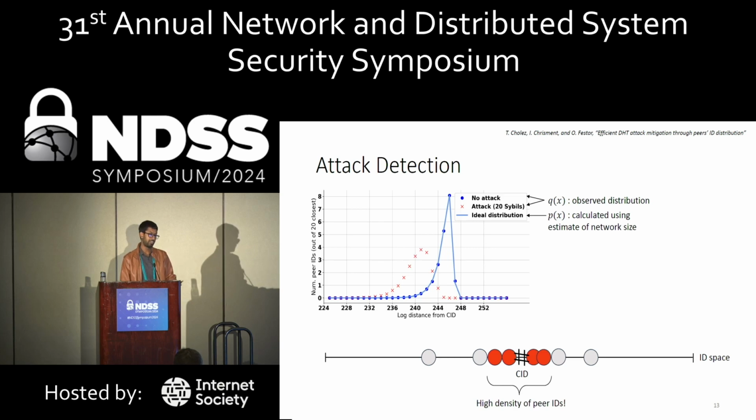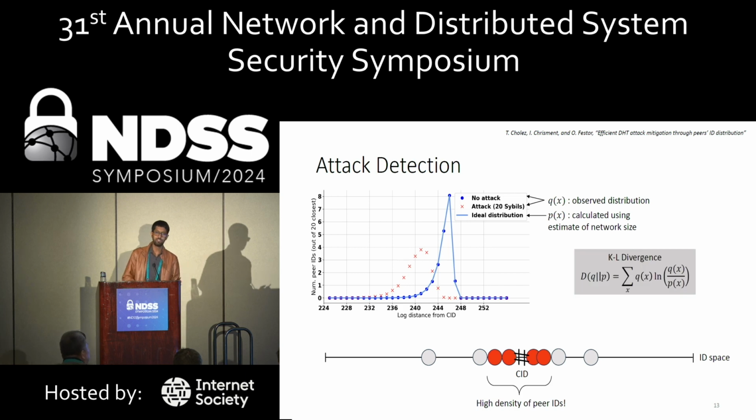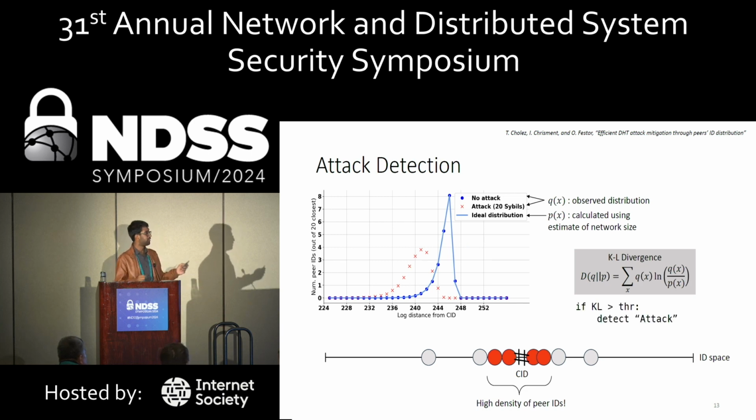If there is no attack, it can look like these blue dots here, which match the ideal distribution. But if there is an attack, it can look like these red X's, which are significantly different from the ideal distribution. So the job is to see whether the observed distribution is close to the ideal distribution or not. For that, we use a standard statistical tool called KL divergence, which measures the distance between two distributions. If this KL divergence is high, then we detect an attack, for example, the red distribution here.